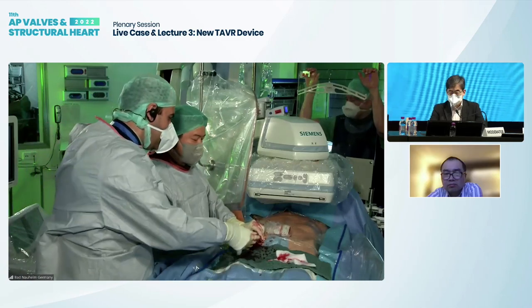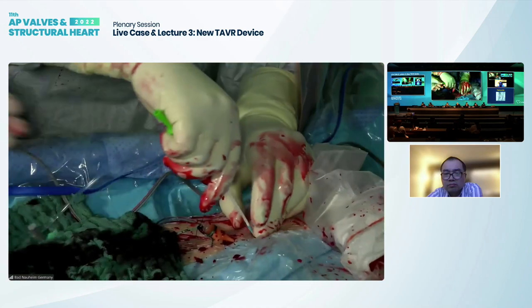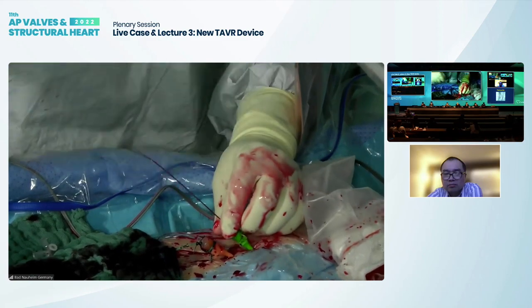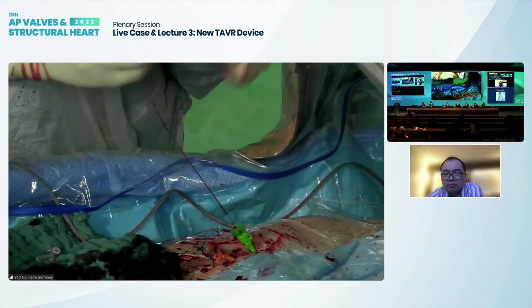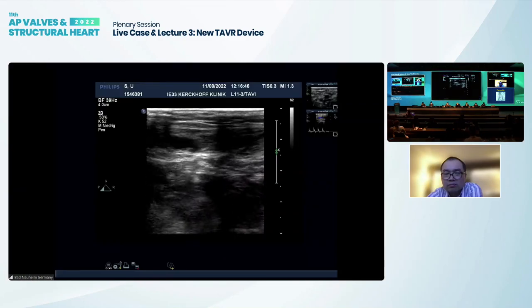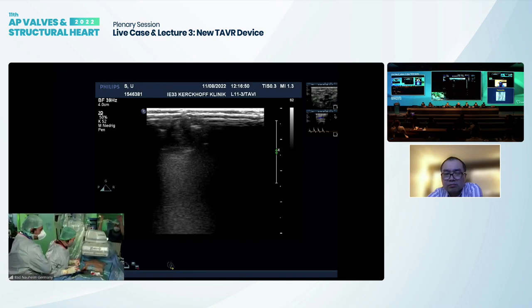And the proper positioning is very important, but beyond that, if you are able to address this, then you will benefit from the advantages that this platform provides. So now I will check the correct position.